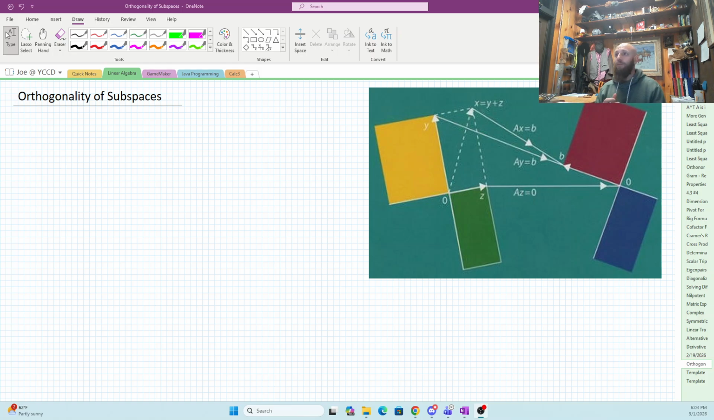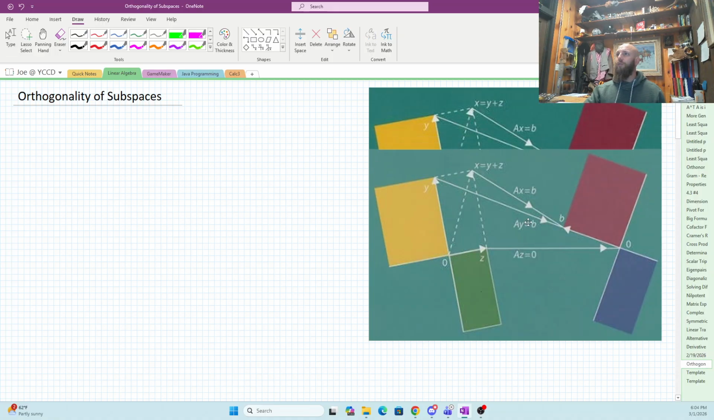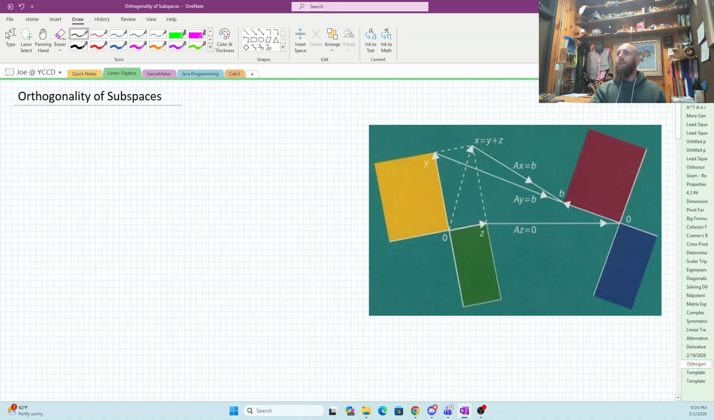All right, so we need to talk about the orthogonality of the four subspaces. First things first, we need to label our four subspaces on our picture here. My claim is that we've already talked about some of these, and I'm going to assume that my matrix A, that's kind of going from the left side of my picture to the right side of my picture, is an M by N matrix.